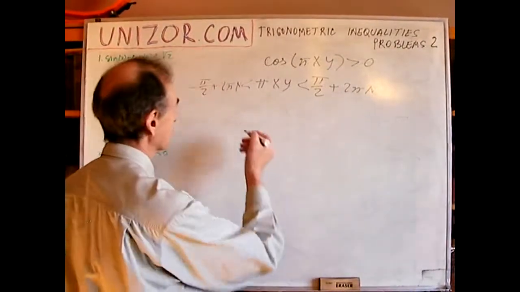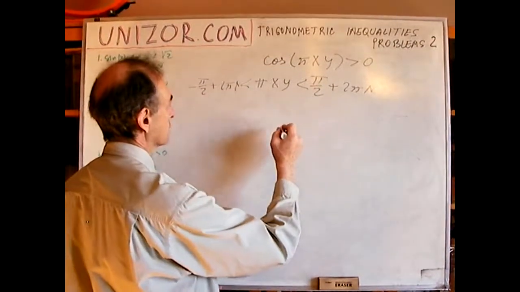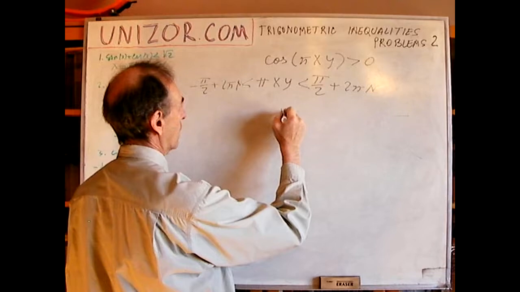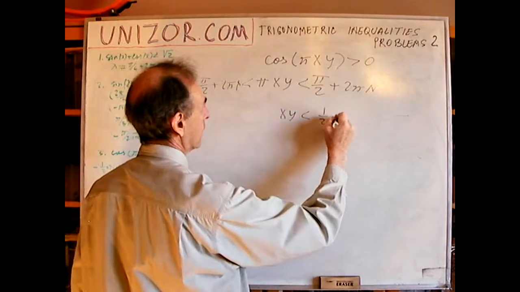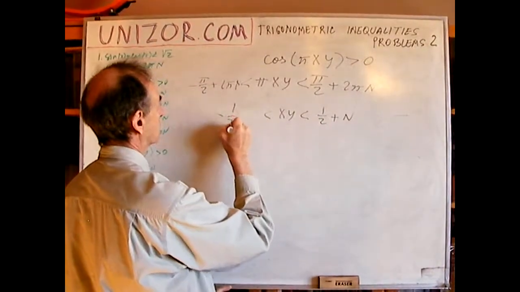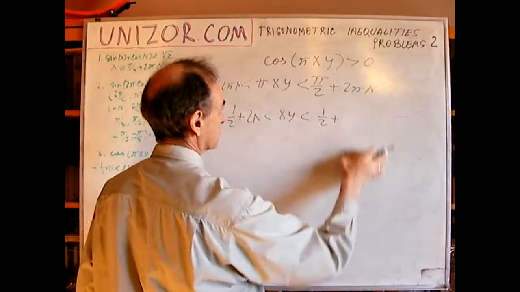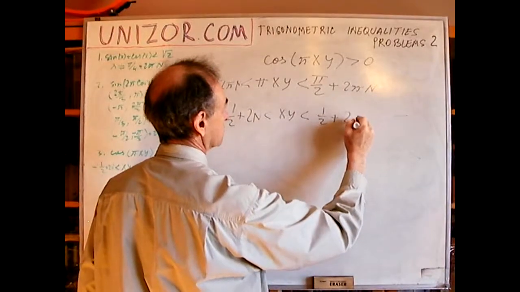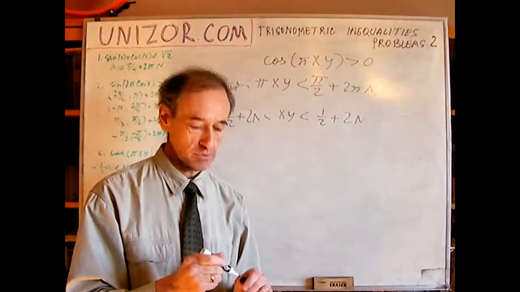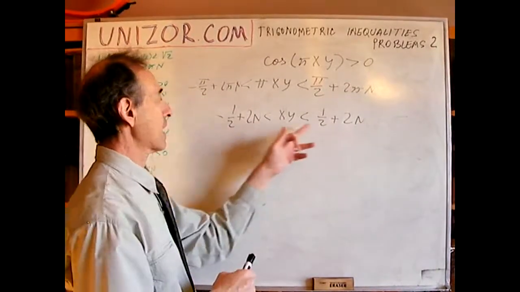I suggest we slightly change this. Well, first of all, we obviously can reduce it by pi. So I will have xy between minus 1/2 and 1/2. xy between 1/2 plus n and minus 1/2 plus, no, 2n, sorry, 2n. Now, for every n, we have its own area of x and y, you see? Let's say for n is equal to 0, we have xy from minus 1/2 to 1/2.